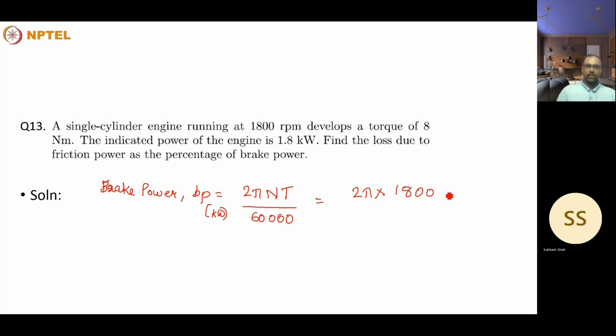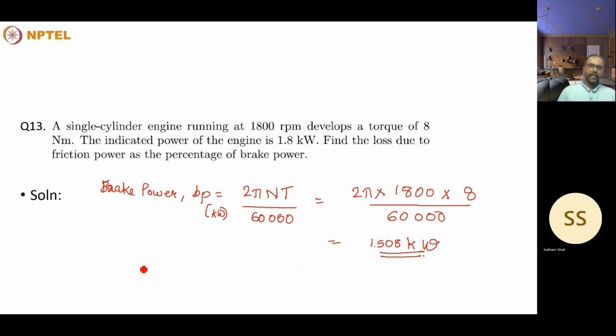So brake power equals 2 pi into 1800 into torque, which is 8 Newton meter, divided by 60,000. So it will be coming around 1.508 kilowatt.